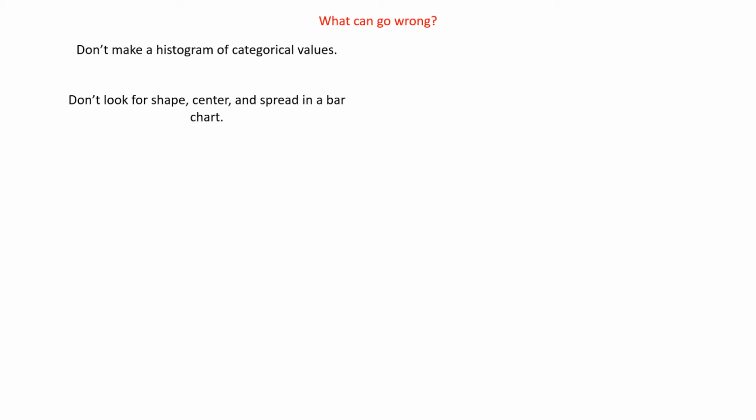Second, don't look for shape, center, and spread in a bar chart. Don't treat a bar chart like a histogram. First of all, the bars, you could rearrange those however you want. So for shape, center, and spread, you could make it bimodal if you wanted to, as long as there were peaks. Don't use bars in every display. This is a big one. I've seen people do time graphs, and a time graph should be points connected by segments. I've seen people make bars. Don't do that.